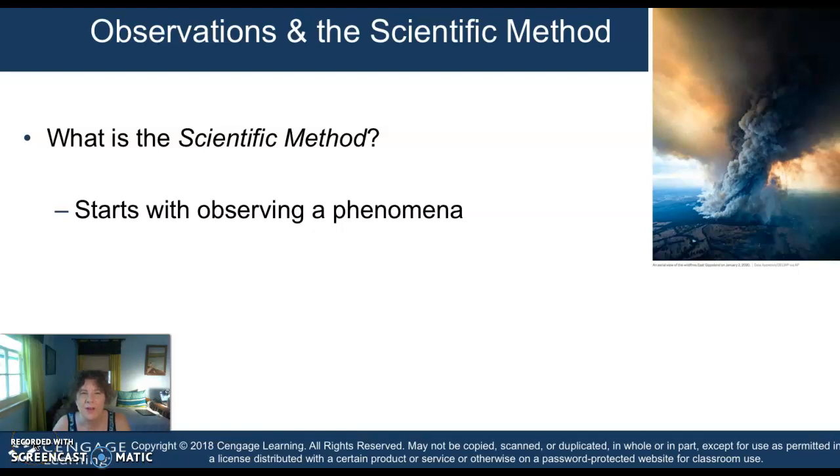Hi, welcome back. We're talking about observations and the scientific method. The scientific method is integral to this course. And the scientific method is a stepwise progression of looking at a problem. So first it's recognizing that there's a phenomenon happening that might be associated with the problem.